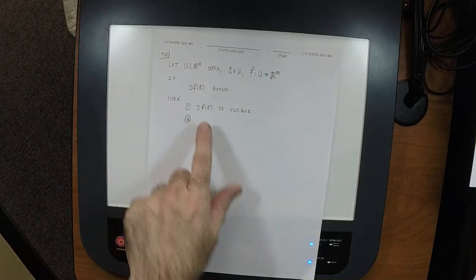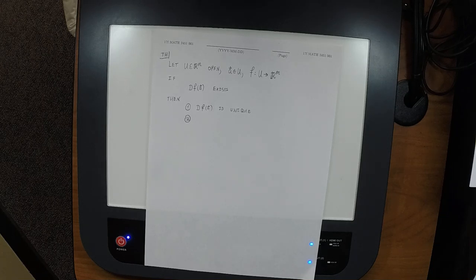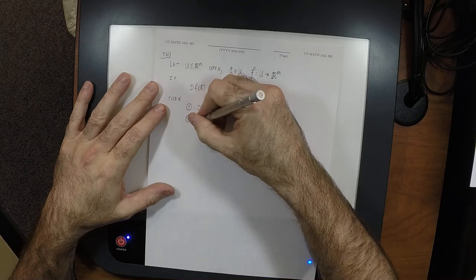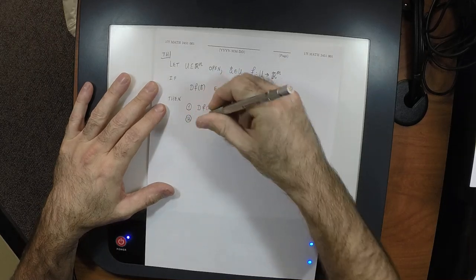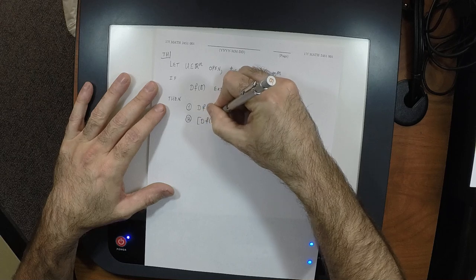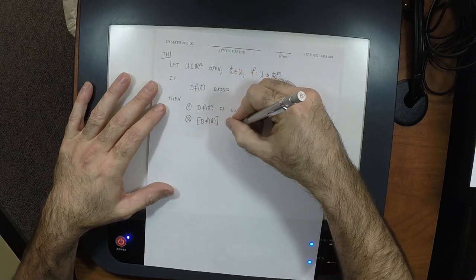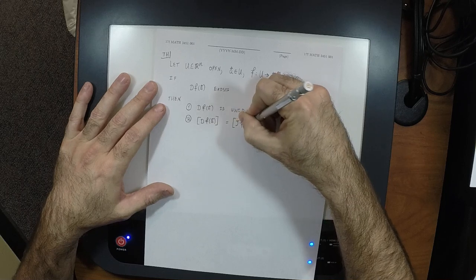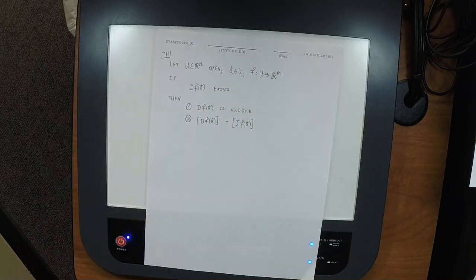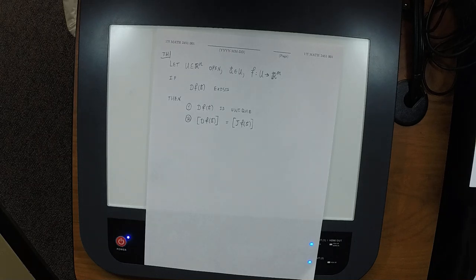df at a is a linear function. But one of the results from linear algebra is that every linear function is representable using a matrix. And the next statement is that the matrix representation of the derivative of f at that point is exactly the Jacobian. So if the derivative exists, it is unique, and the matrix representation of the derivative is given by the Jacobian. Good. So now, let's prove this.